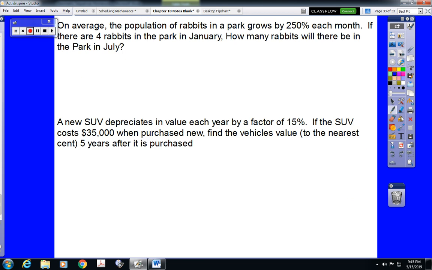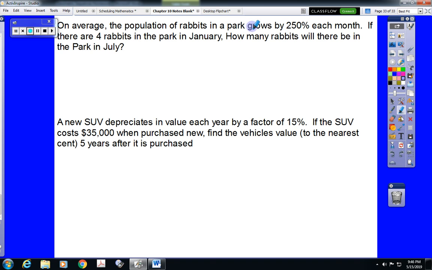Let's do another one. Got 2 of them on this page. We'll do them both, and that will be the end of the video and the lesson. So on average, the population of rabbits in a park grows by 250% each month. If there are 4 rabbits in the park in January, how many rabbits will there be in the park in July?